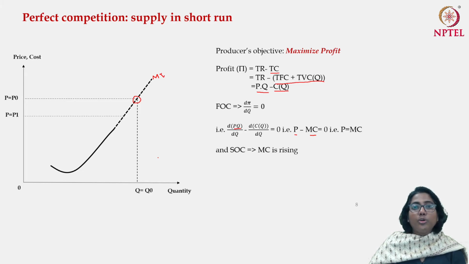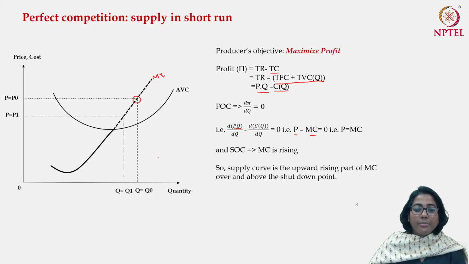Similarly, if P is equal to P1, then the producer will produce and supply Q equal to Q1 in the market. This will go on until the shutdown point. This again we had discussed. I'm not going into the details. This is the minimum point of the AVC, where the MC cuts AVC from below.